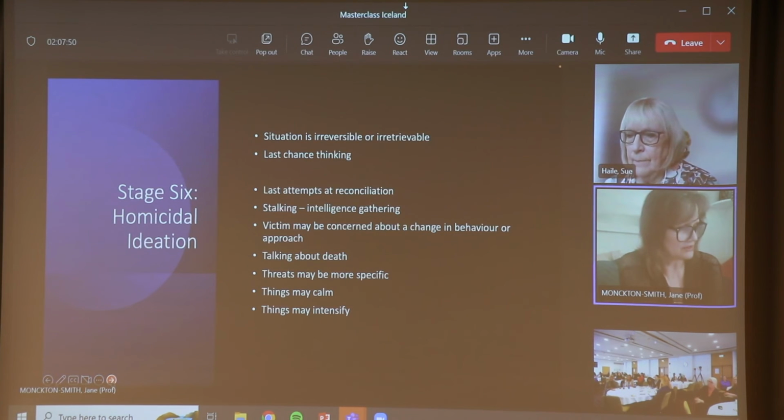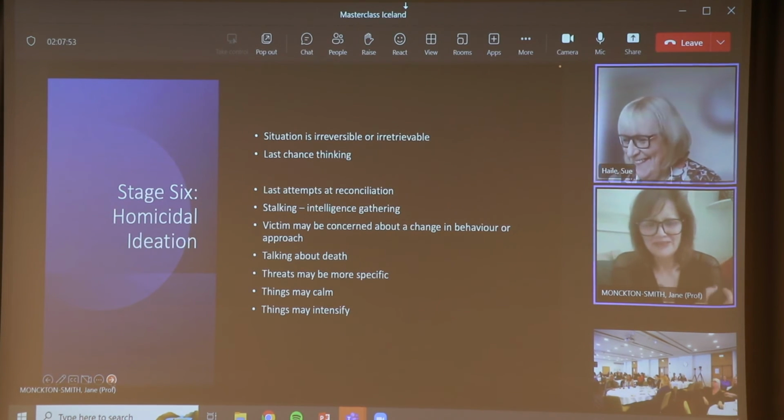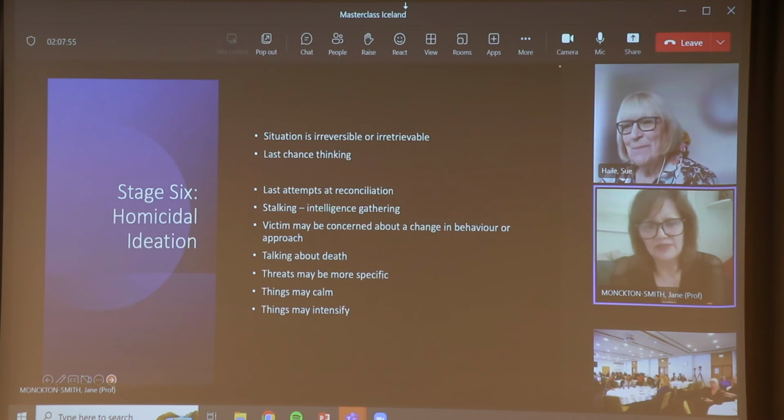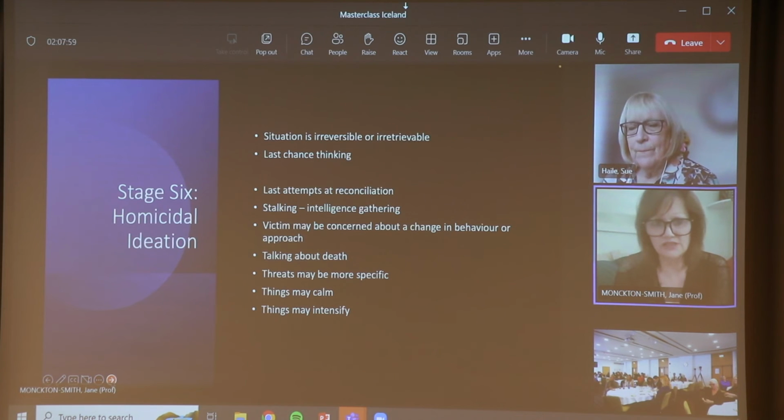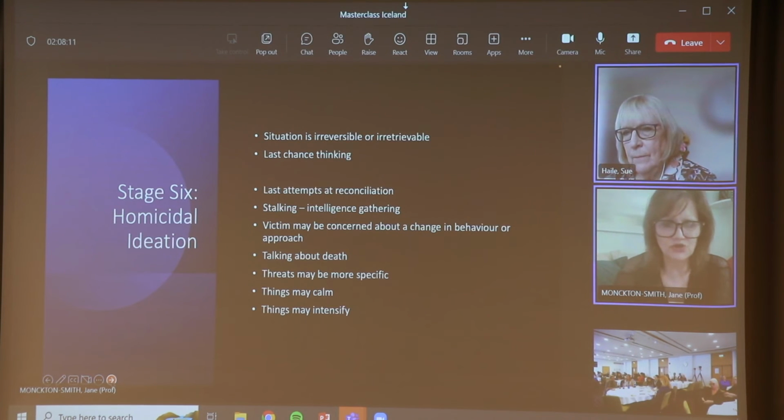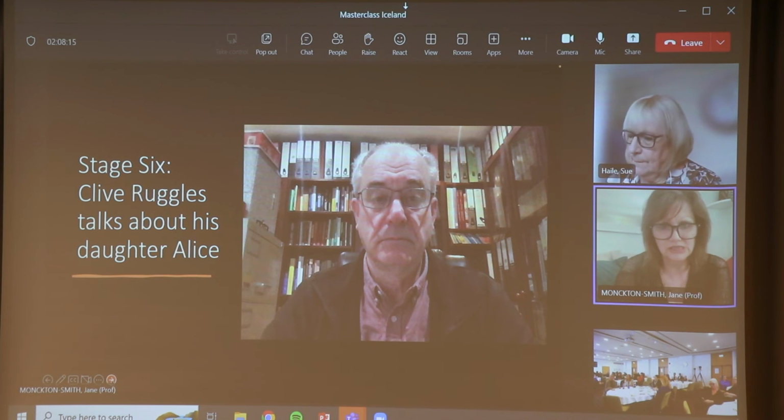I'm just looking at the time here. So I think we can't really give any more case examples, but I think we've kind of made our point about the type of things that can happen in this stage. So, talking about death, sudden changes, and this last chance kind of thinking. But we'll just listen to Clive now talking about stage 6.